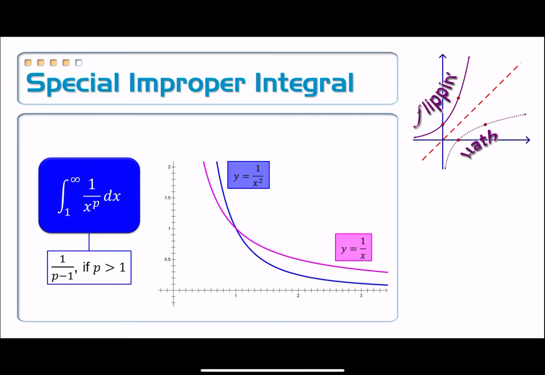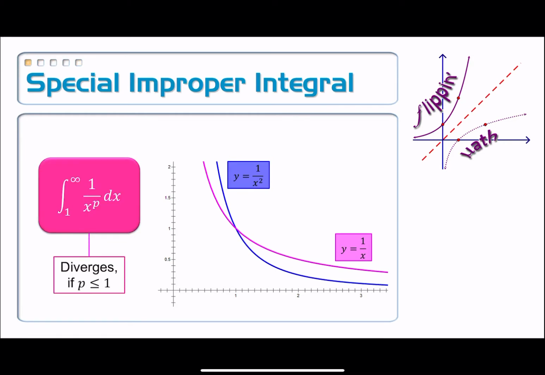Okay, if your p-value, on the other hand, is less than or equal to 1, this thing is going to diverge. We saw the case where, in the pink graph there, p was equal to 1. It diverged. Anything less than that, it's also going to diverge. Think for a second if it was negative. If it was a negative number, then that exponent would actually shoot the x up to the top, and now you've got something that's just getting infinitely bigger and infinitely bigger, so that part should make some sort of sense.